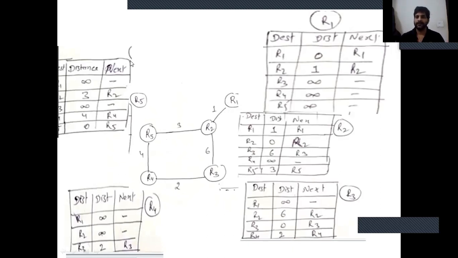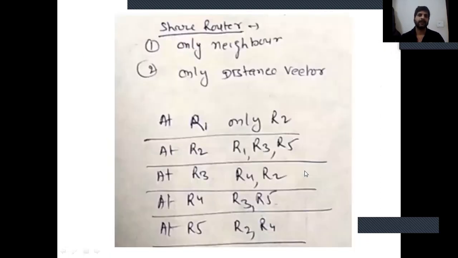After creating these tables, we share the distance vector only with neighbors. So R1 shares only with R2; R2 shares with R1, R3, R5; R3 shares with R4, R2; R4 shares with R3, R5; and R5 shares with R2, R4.